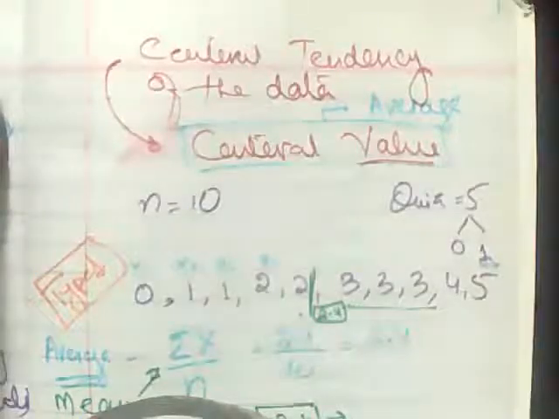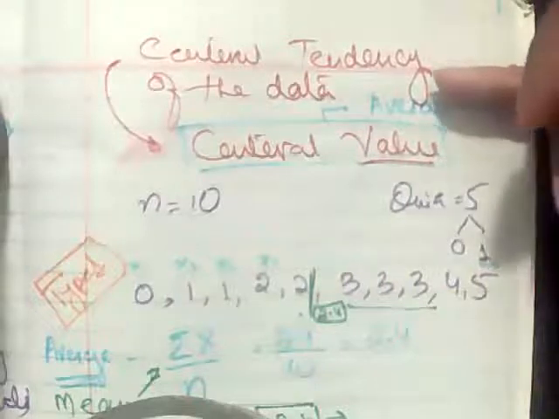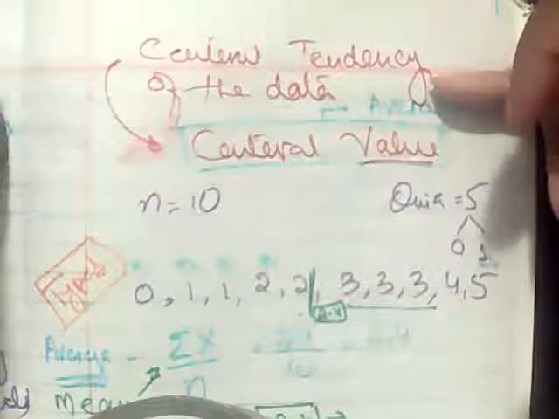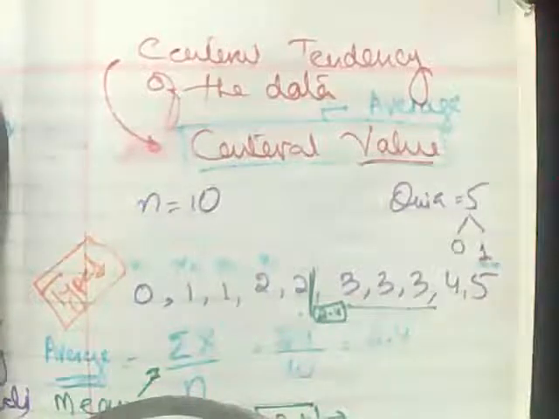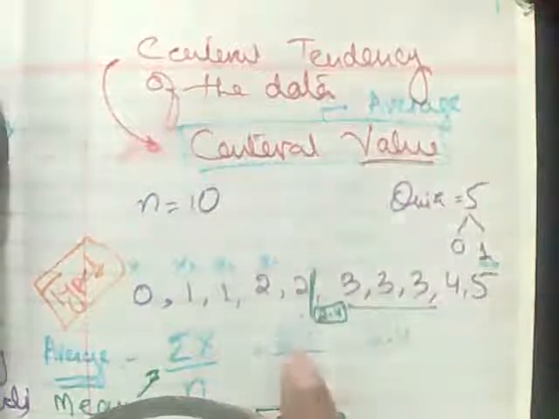Okay, so I was talking about the recap, what we did yesterday. I told you about the topic which we started yesterday, central tendency of the data, right? Which is dealing with how to find the averages. Central value means how to find the average.